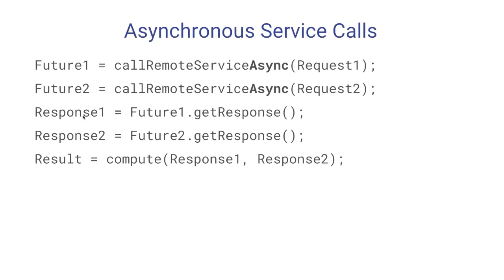So in this case, I'm going to get response 1. After I call get response, it will return response 1 or it will block. And the same thing with future 2. This get response will return either a response or it will block. And in both cases, I have to pass those responses to the compute method. So here, since I am using an asynchronous call, it's more efficient because I can issue the request first and then wait for the response later. So I don't have to block for the response with each call.